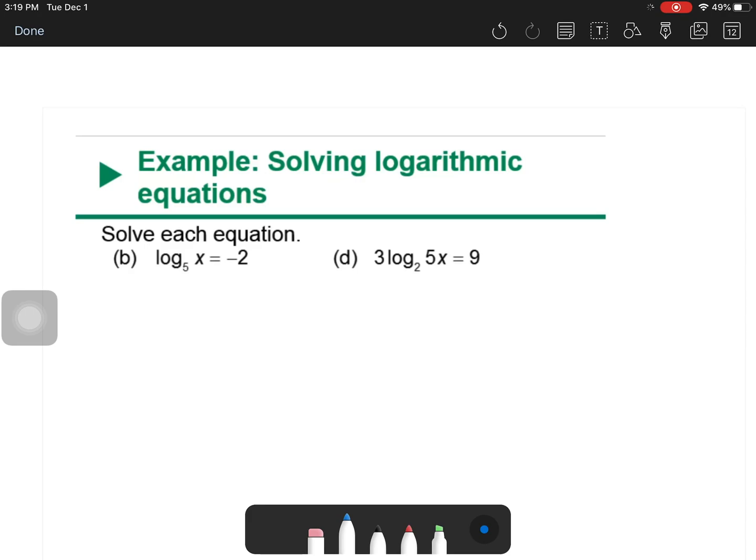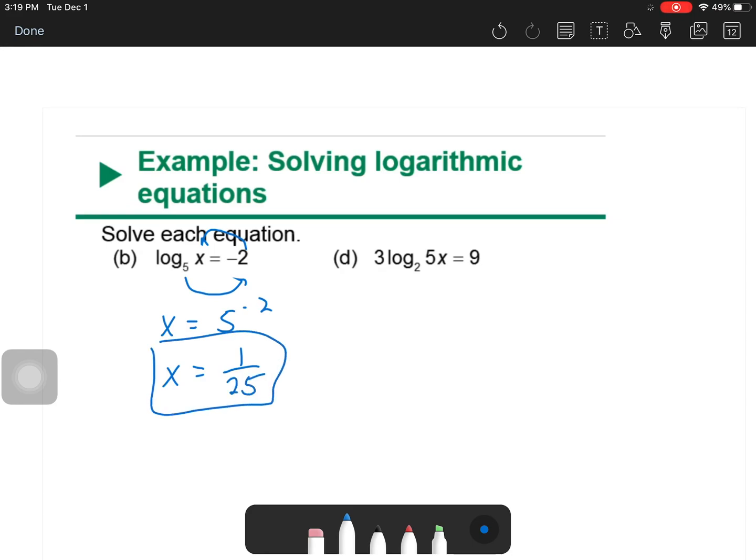All right, so here it says we're just solving this log equation, and this one's pretty straightforward. I think all I would do here is I'm just going to change this to exponential form. 5 to the negative 2 power equals x, and that's just going to be 1/25 for my solution on that one.